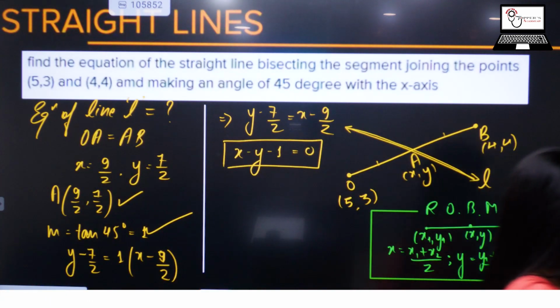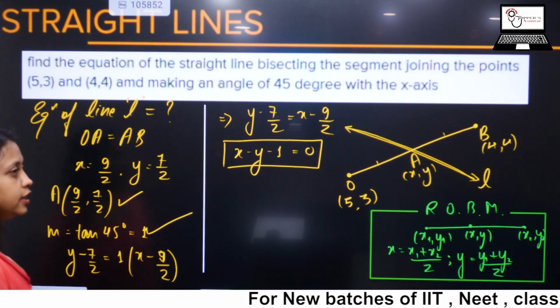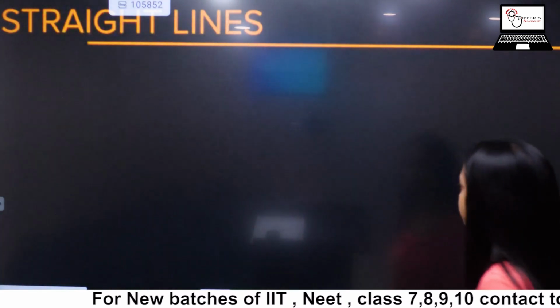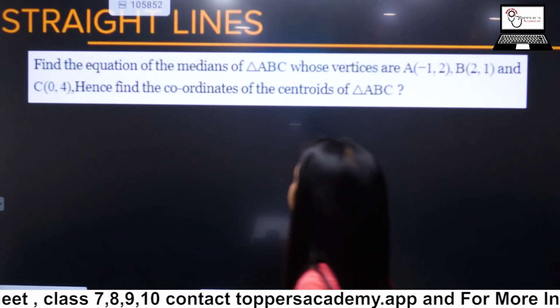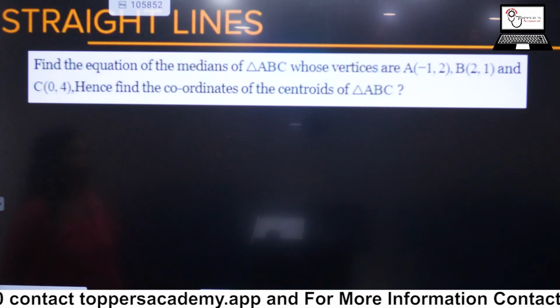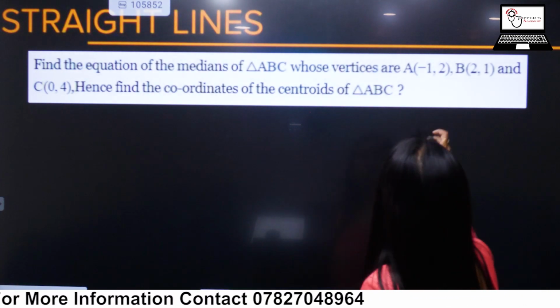This is your equation of line. Okay? Easy? Chalo. Next, we have: find the equation of the median of triangle ABC whose vertices are these, and hence find the coordinates of the centroid of triangle ABC. This is also very easy.